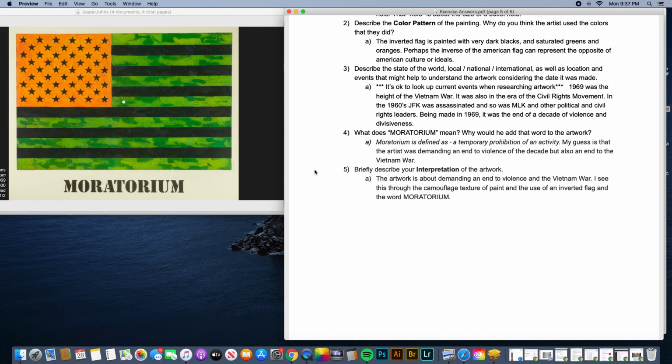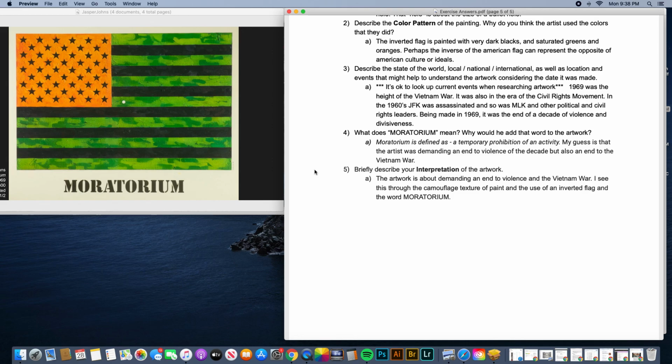What does moratorium mean? Why would he add that word to the artwork? I put this question on here not because I expect you to know the definition of moratorium. I want you to use your resources to figure out questions like this. If you see something written across a painting and you want to understand what it means, look it up. Just Google it.